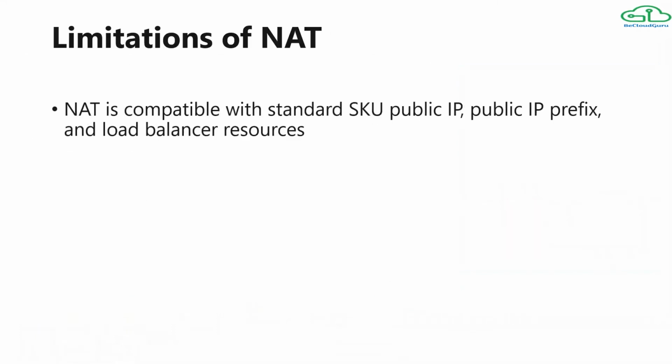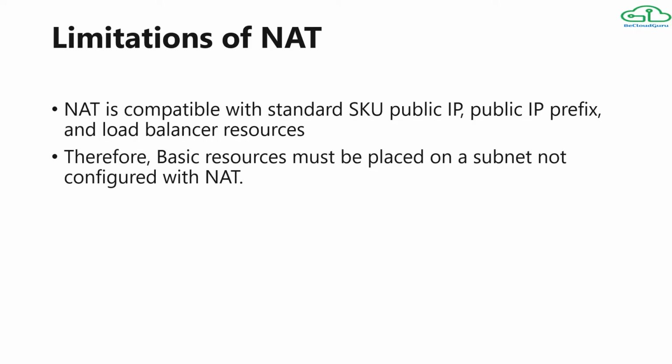Now there are certain limitations of NAT. It's only compatible with standard SKU, and we will see when we start configuring that we cannot pick basic SKU for the public IP or public IP prefix. That's the reason that if there's any basic resource existing in your subnet, that subnet cannot be configured with NAT. In fact, when we go into the portal, you will see that that subnet will not even be available for selection.